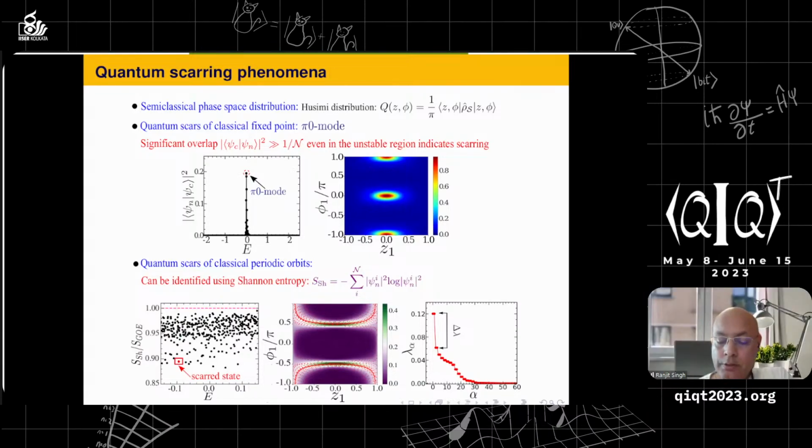Okay, thank you. Second question: is there any parameter like Schmidt parameter which can be evaluated to identify whether a state is in scar mode or not?